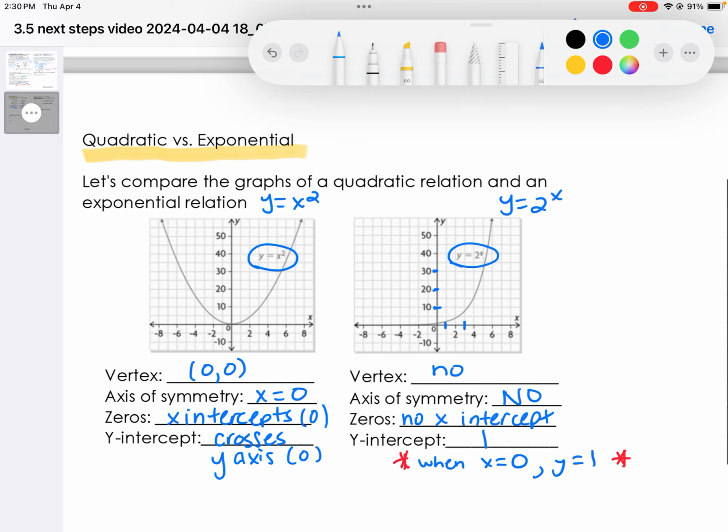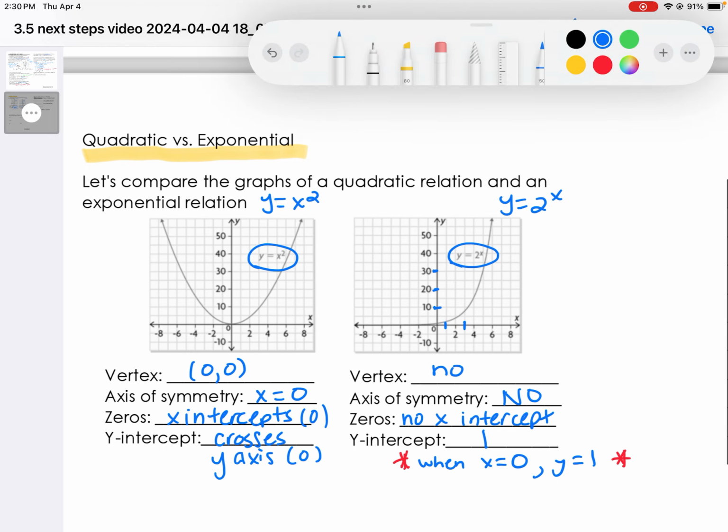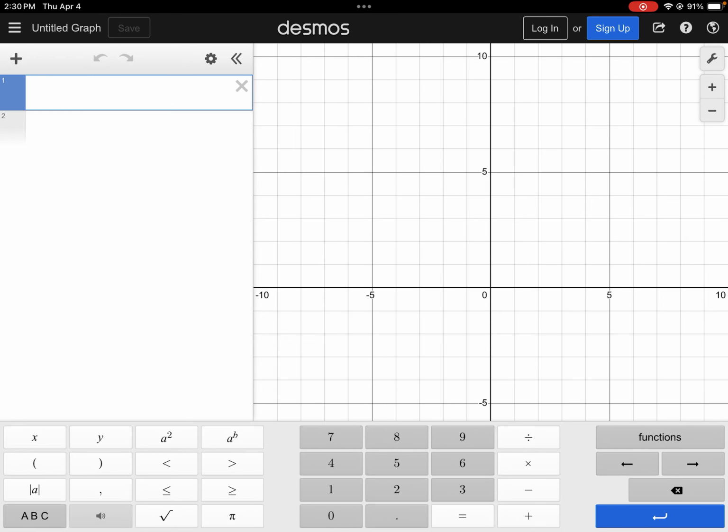So what happens is with an exponential graph, even a parabola, but especially when you start to have an exponent of 3 or a base of 3, if your base gets bigger, the whole thing with exponential graphs is they get very, very large, very, very quick, or very, very small, very, very quickly. So I'm going to put in Desmos y equals 2 to the power of x.